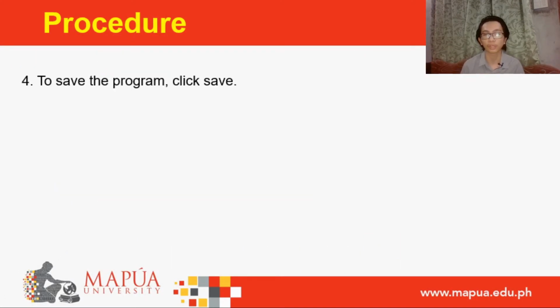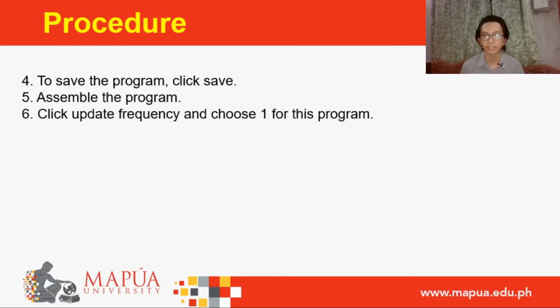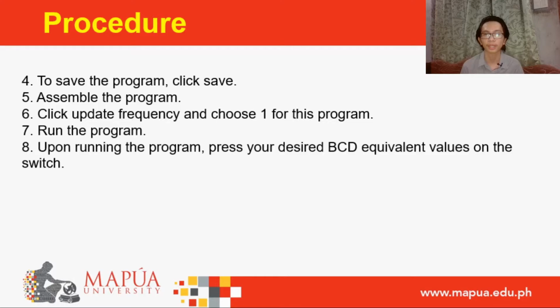To save the program, click Save, assemble the program, click Update Frequency, and choose whatever you want. Run the program, and upon running the program, press your desired BCD equivalent values on the switch. For us, we will try all possible binary inputs to show if the program is really working, and observe the output of the program.